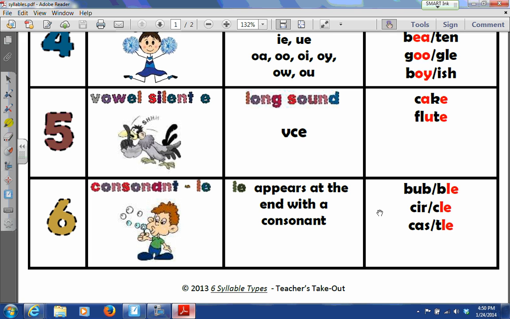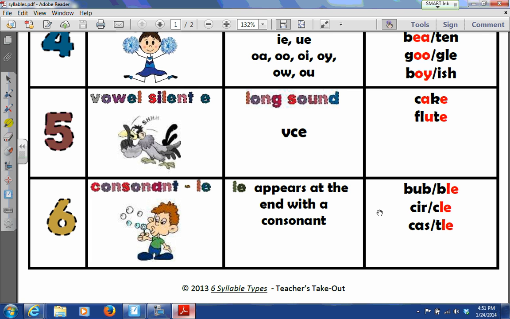And lastly, you've got the consonant plus LE. So LE appears at the end with a consonant. So you would separate it right before the consonant LE. You're always going to have the consonant LE in the second syllable, such as bubble. You're going to separate it between the 2 B's, so it remains with a B and an LE at the end. Circle, same thing. You're going to leave the consonant C with the LE. In castle, you'll leave the consonant T with the LE.